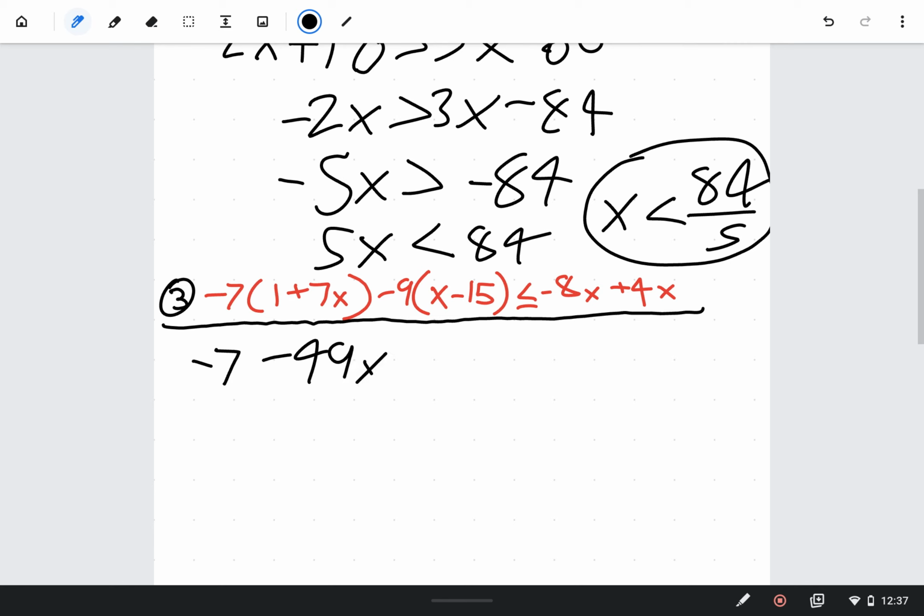And the second one will be negative 9 being distributed to x and negative 15, which will give us negative 9x plus 135. And on the other side, we have negative 8x plus 4x. So we can just combine that to negative 4x. So it would be less than or equal to negative 4x.